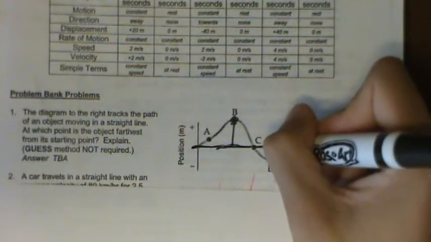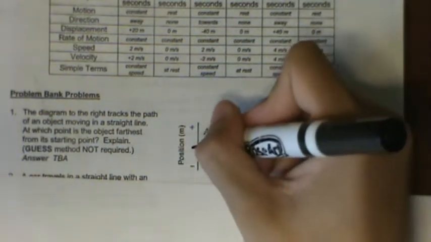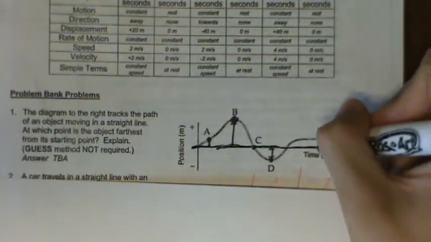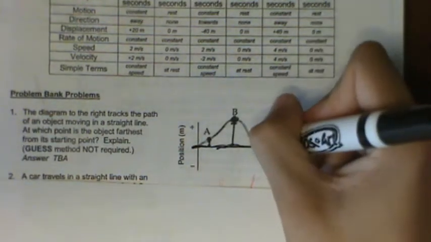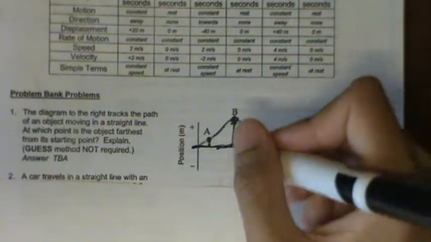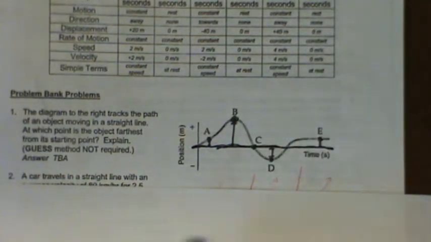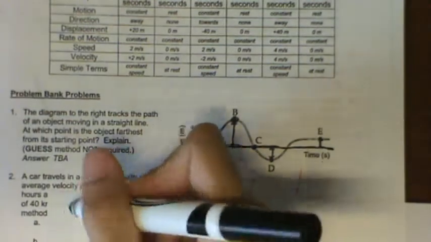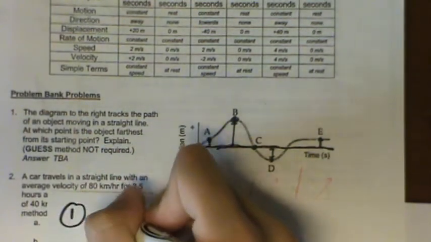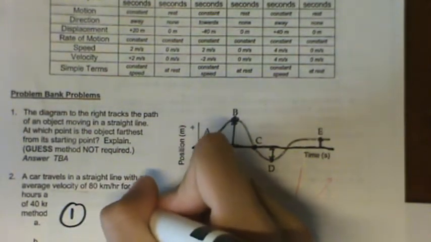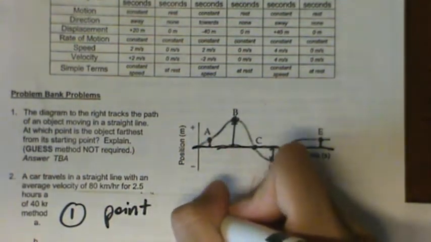On this graph, it would be the amplitude of these waves. So all these vertical distances, point C is of course at the reference point, and point B would be farthest from the reference point. So the answer to number 1 is point B.